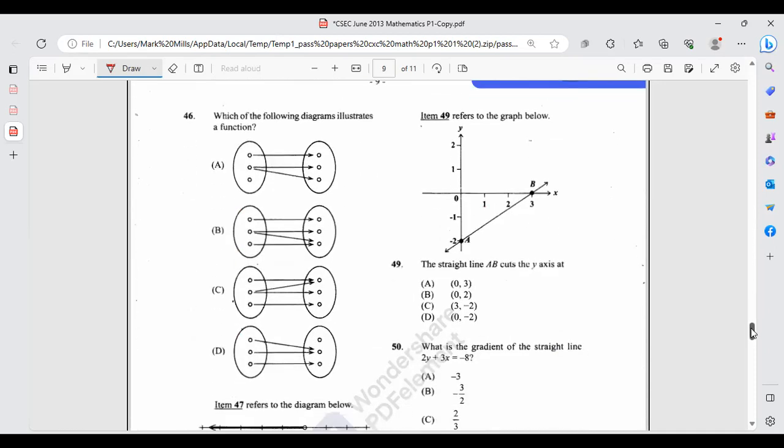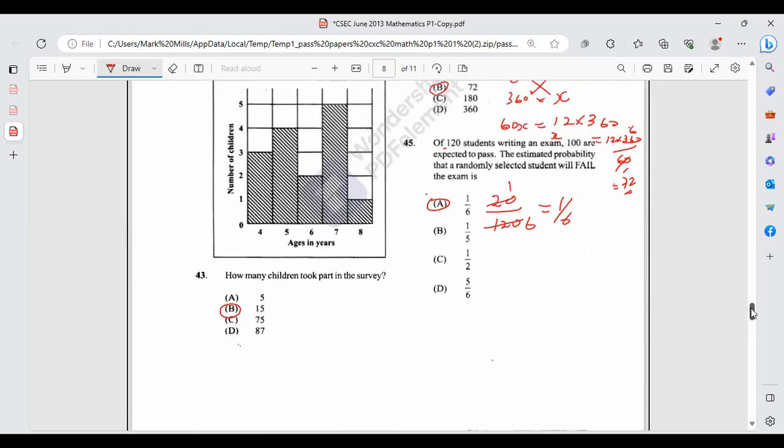Which of the following is a function? Sorry, sir, excuse me, I didn't see that one. You can go back up, please. They say of 120 students writing an examination, 100 are expected to pass. State the probability that a randomly selected student will fail the exam. So if you have 120 students and 100 are expected to pass, how many are expected to fail? The other 20. So it'll be 20 over the total original number of students, which is 120. Then you break it down, you get 1/6. Okay, thanks.